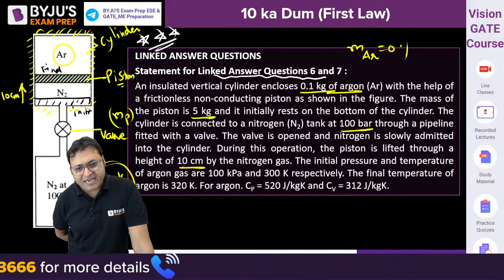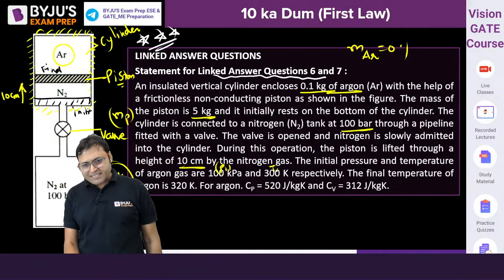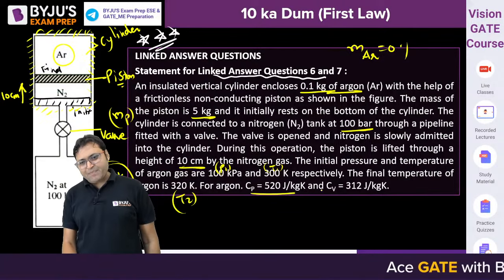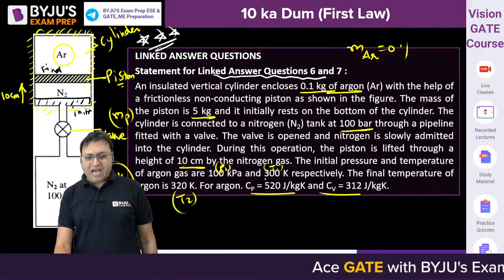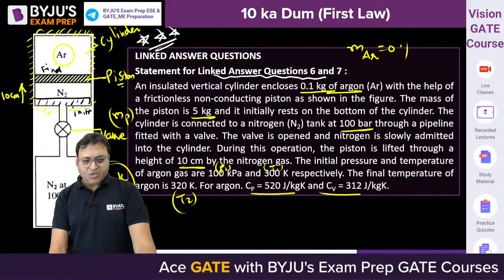The initial pressure and temperature of argon gas are 100 kilopascal, that is P1, and that is T1. The final temperature is T2. For argon, Cp and Cv are given. Now the question starts. Is the statement clear? Is this all clear?